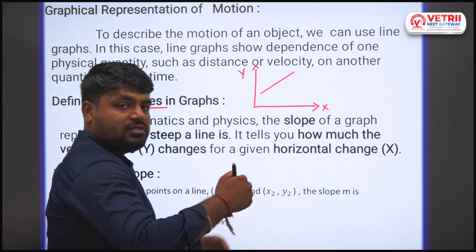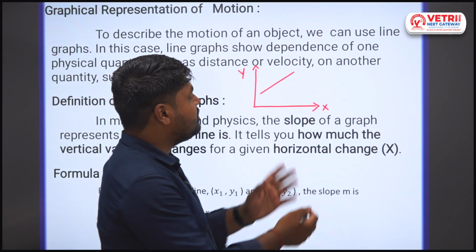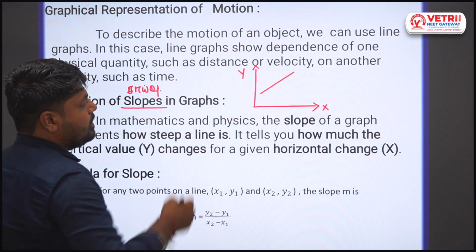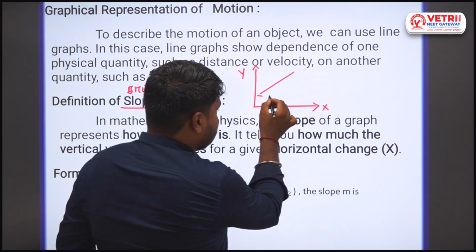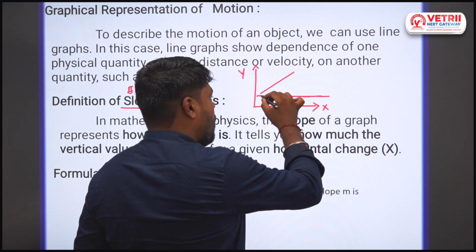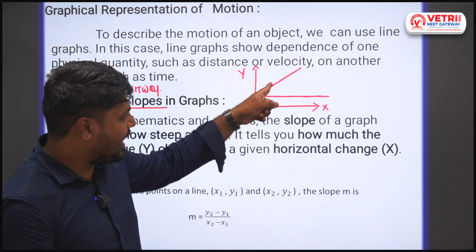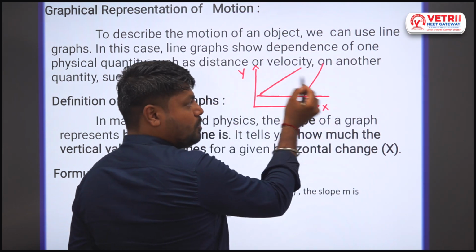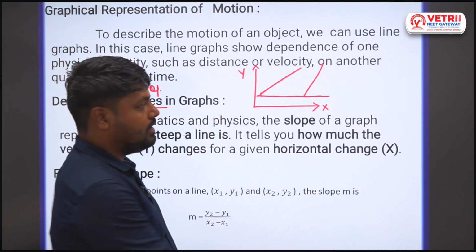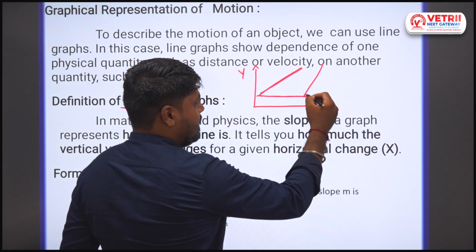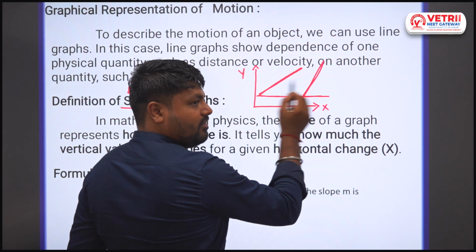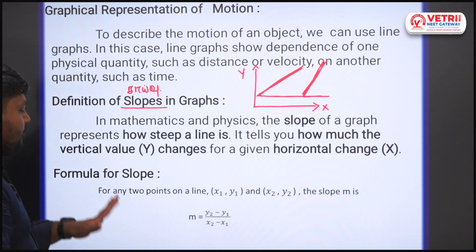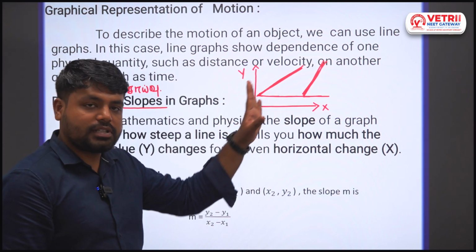Slope means, in Tamil, we say it as சாய்வு. With respect to the horizontal surface, how does the graph appear? In the same graph, the other line appears like this. Which one is steeper here? This one, because this one is very less and this one is very steep. Comparing these two, this is gentle and this is very steep. So this is the slope, the conceptual understanding of the slope.